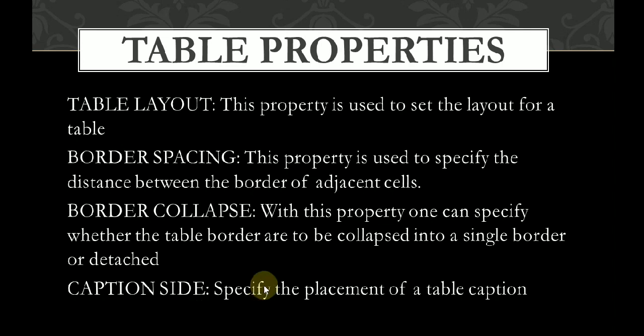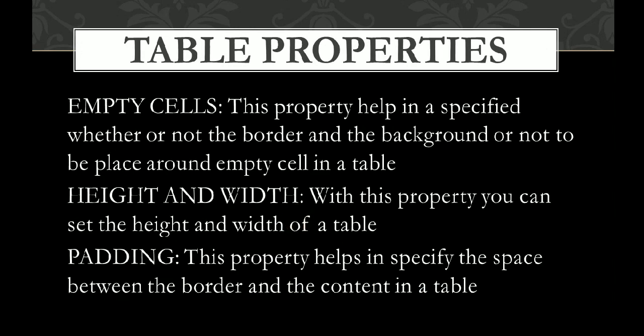Border collapse. With the help of the border collapse, you can overlap one border into another border. With the help of it, you can collapse into a single border or keep them detached. Okay. Caption side specifies the placement of the table caption. Okay. Next, that is the empty cell. This property helps in specifying whether or not the border and the background are to be placed under the empty cell in our table.